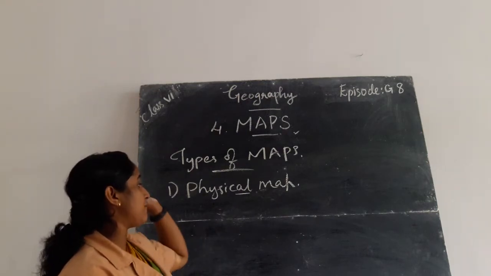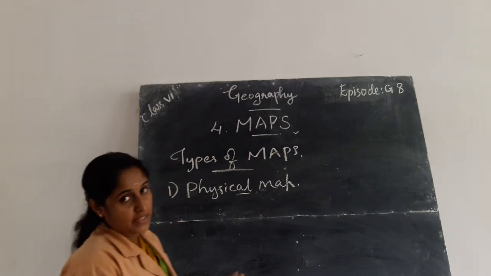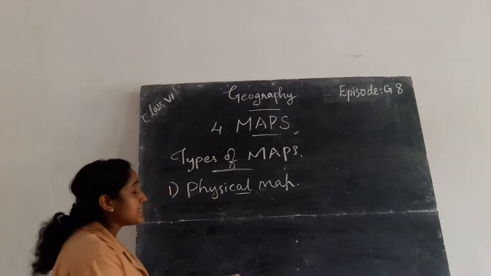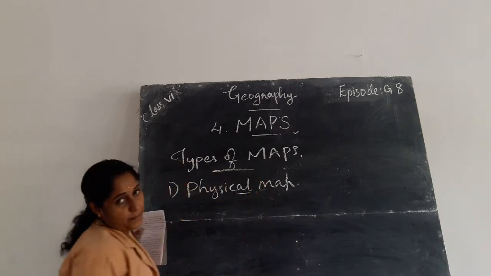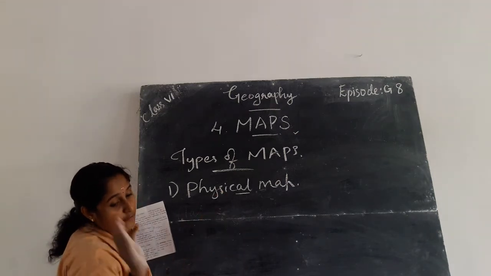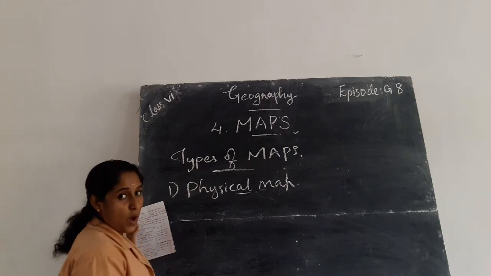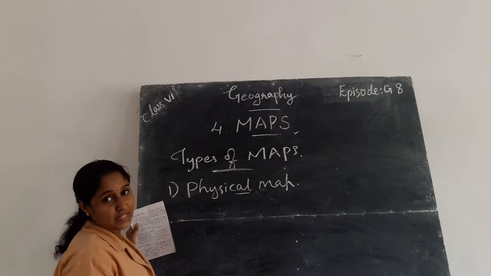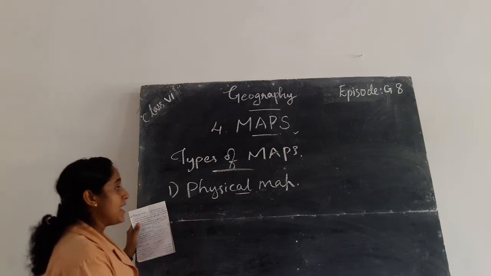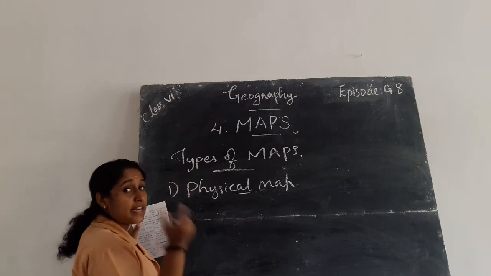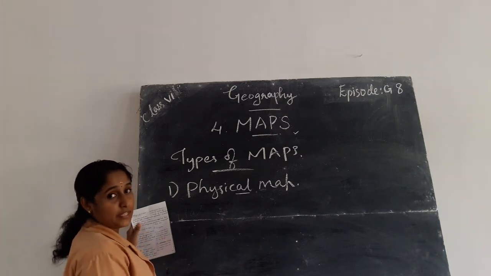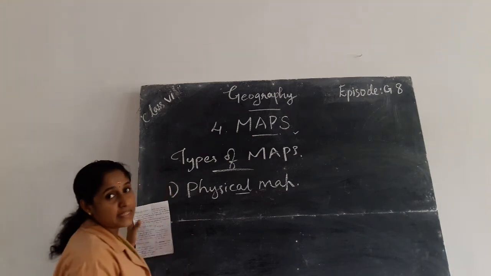A map which shows physical features, natural features of the earth, like mountains, rivers, plateaus, plains, oceans, etc. These types of maps are called physical maps.